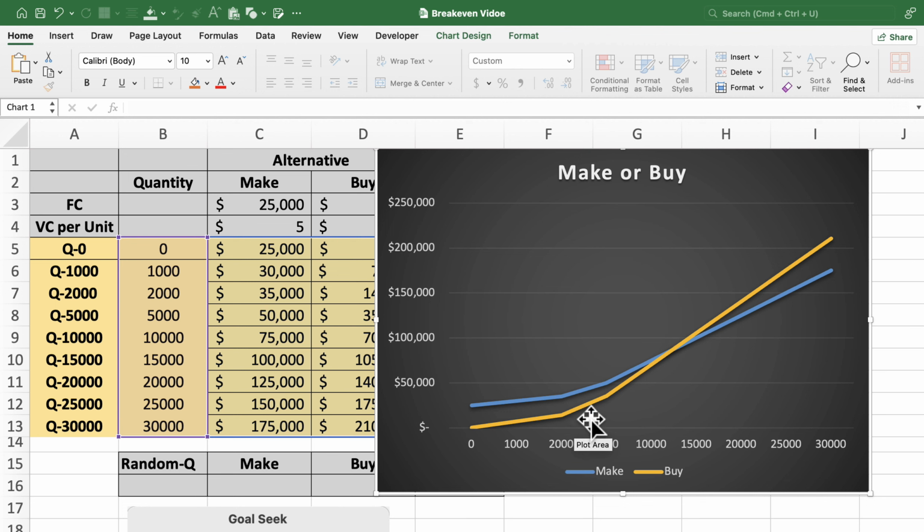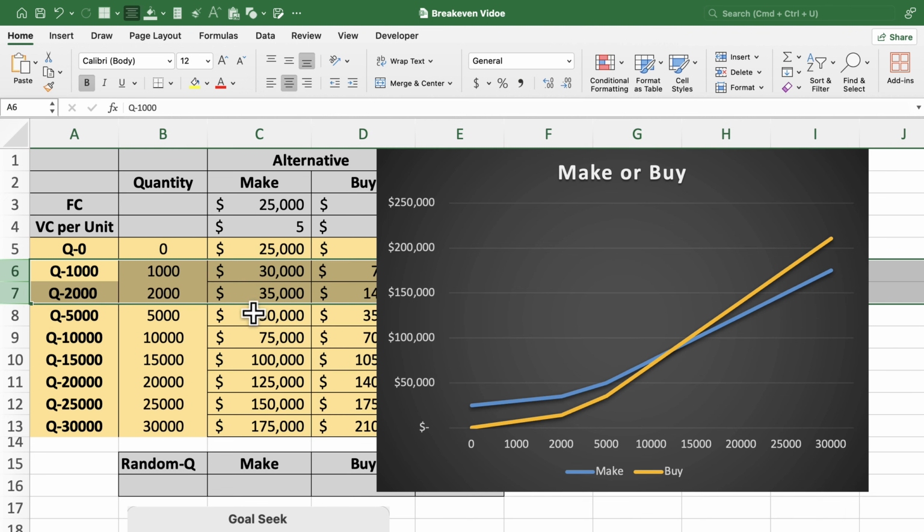So for example, again it shows that for any value less than the break-even point, the yellow line still remains below the blue line, which means for any value below the break-even point, the buy option remains good, and for any quantity above the break-even point, the make option remains good because that represents lower cost. Now traditionally we want to have straight lines. As you can see, adding these two quantities, 1000 and 2000, does not change the interpretation or the message of the graph. So I will delete them because it's not adding any new information to the graph.